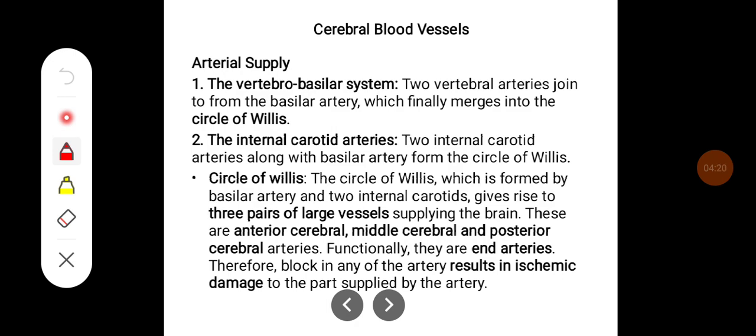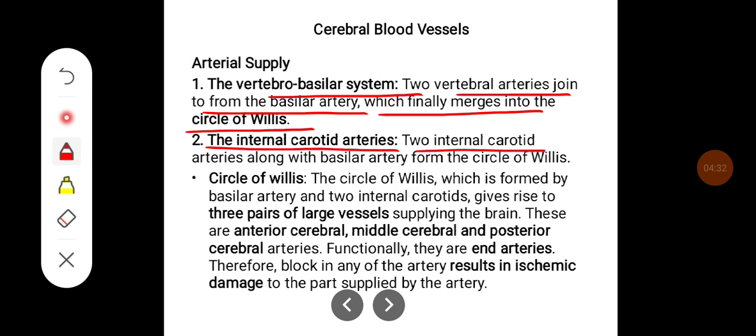Cerebral blood vessels. The vertebrobasilar system. Two vertebral arteries join to form basilar artery, which finally merges into the circle of Willis. The two internal carotid arteries along with basilar artery form the circle of Willis.